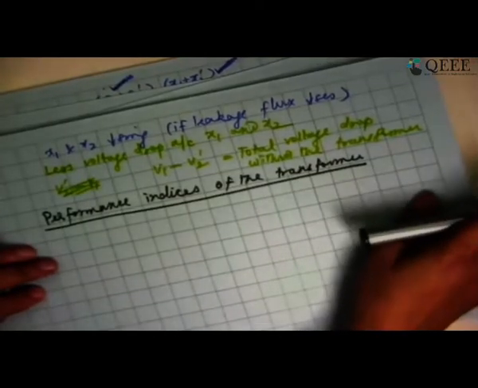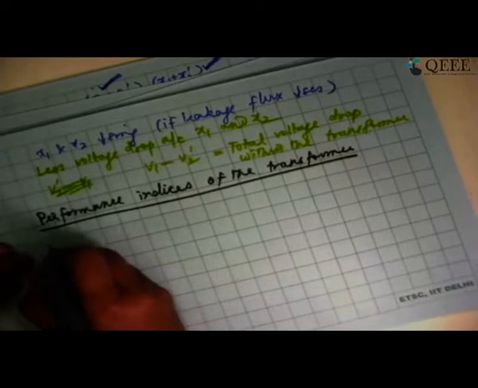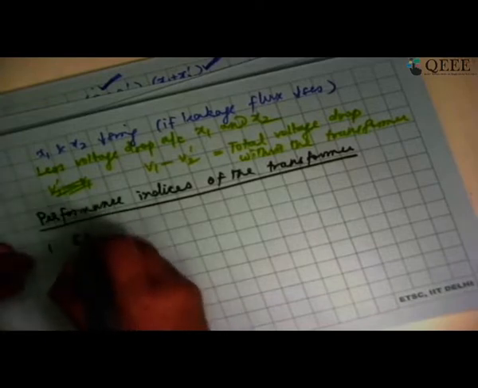And we want to minimize this so that whatever I apply, most of it is available at the terminals of the transformer. So this brings us to the performance indices or indicators of the transformer. If you are given a transformer and you really want to know whether it is a good transformer or bad transformer, there should be some kind of performance parameter that we need to compare. The first performance parameter is efficiency.